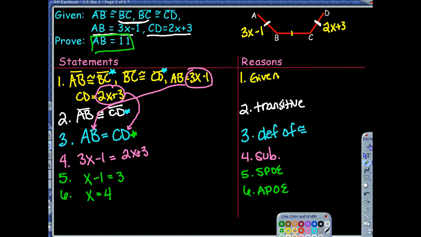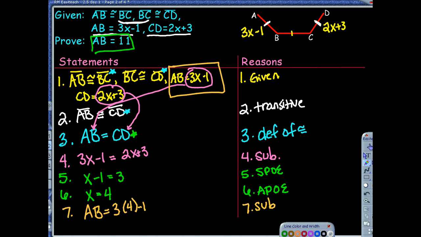Okay. So in order to do that, I have to substitute again. We've done this before. Let's put 4 in for x. But I only want to find what AB is. So I'm going to put it in for the x in the AB. So I would say AB equals 3 times 4 minus 1. And that would be substitution again. Wonderful. And I'm still not quite done yet because I don't have a statement yet that says that AB equals 11. But what do you know? I could just simplify that down and say AB is equal to 11. And that reason is just simplify.